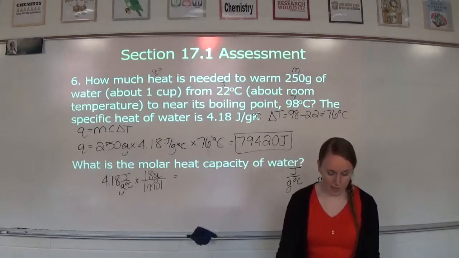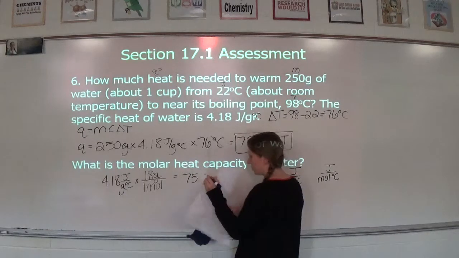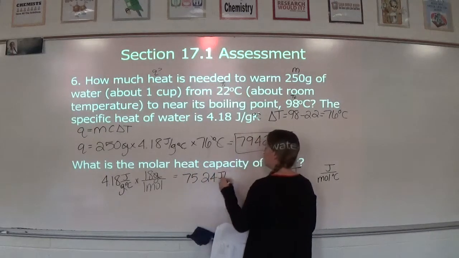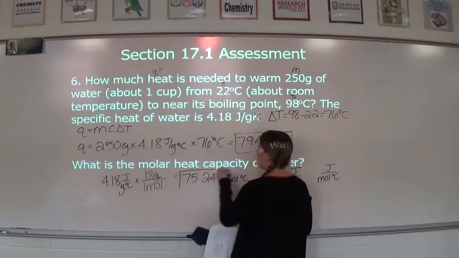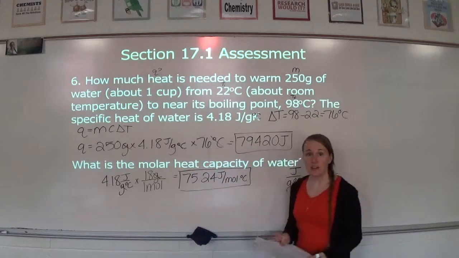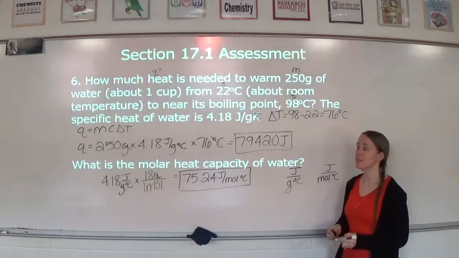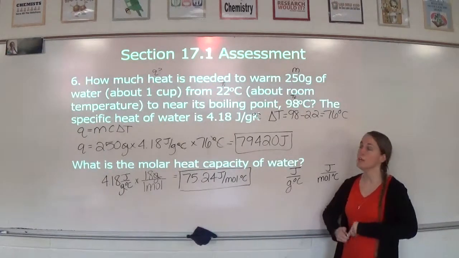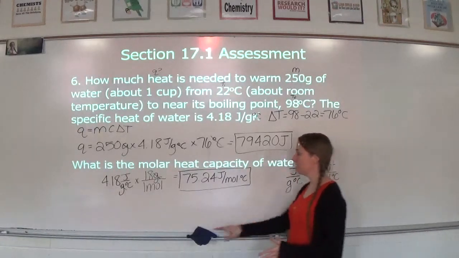So once I multiply, I got 75.24 joules per mole degrees Celsius. Now like I said, you can put joules per mole Kelvin, that's fine, it doesn't matter because the change in Celsius and Kelvin is the same on both scales. All right, so like I said, sometimes it's just about a unit conversion.